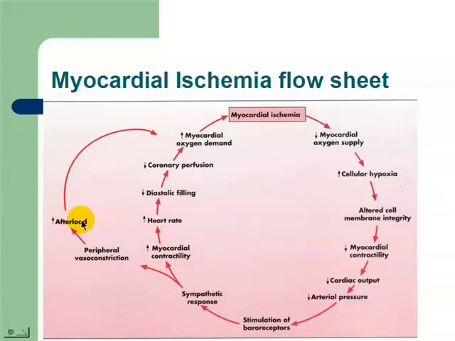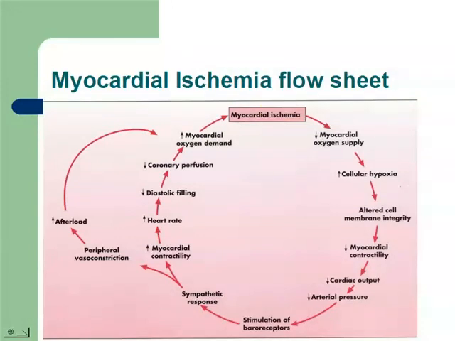Well, that peripheral vasoconstriction increases afterload, and that increase in myocardial contractility and everything that preceded it increases your heart rate, which decreases your diastolic filling, which decreases the coronary perfusion, so the heart muscle isn't getting all the oxygen it's supposed to. And it increases myocardial oxygen demand that makes the myocardial ischemia worse. So it just becomes a continuous circle that gets worse and worse unless it's interrupted somewhere.